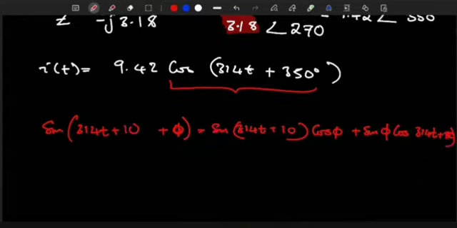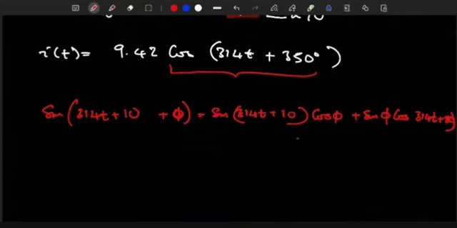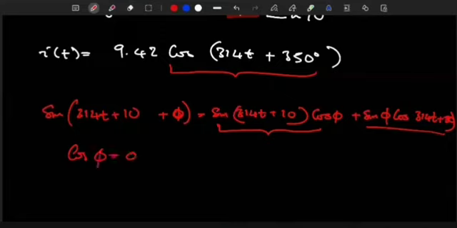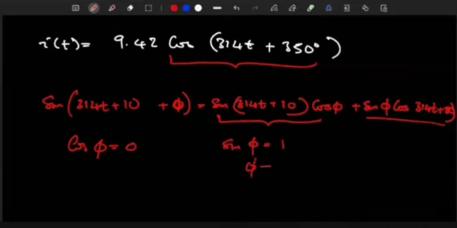Okay. So from here, we want this to reduce to just the cos version. So the first part should be 0, implying that cos phi has to be 0. If cos phi has to be 0, then the second part has to survive, so sine phi has to be equal to positive 1. So for sine phi to be 1, it means that phi has to be equal to 90. That's when sine phi will give us a positive 1.